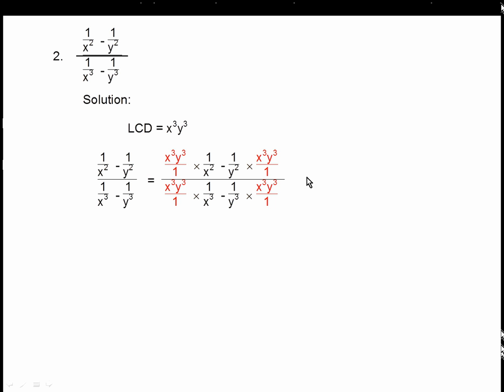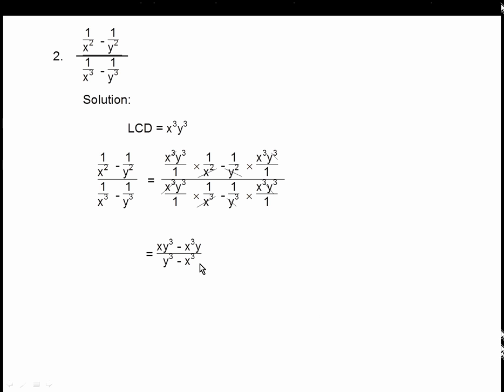So when I start doing my canceling, x squared goes into x cubed x times, y squared goes into y cubed y times, and downstairs the x cubes cancel, and in the second one, the y cubes cancel. So there's my canceling. So I'm going to be left with x y cubed minus x cubed y over y cubed minus x cubed.